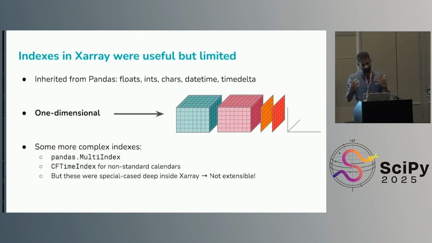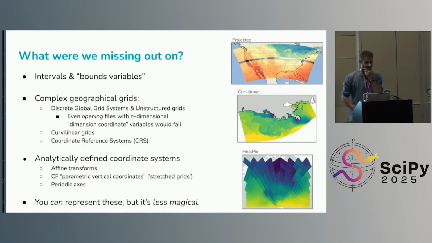We built a few more complex things, like we can support a multi-index, we can support CF time index. This was built up for non-standard calendars that are common in climate science. But these were all very special cased. Inside Xarray, lots of custom logic. You can't come and build your own, really. We had to admit that at that point. This meant we missed out on a lot. We had no way to represent intervals, particularly time intervals, a common problem.